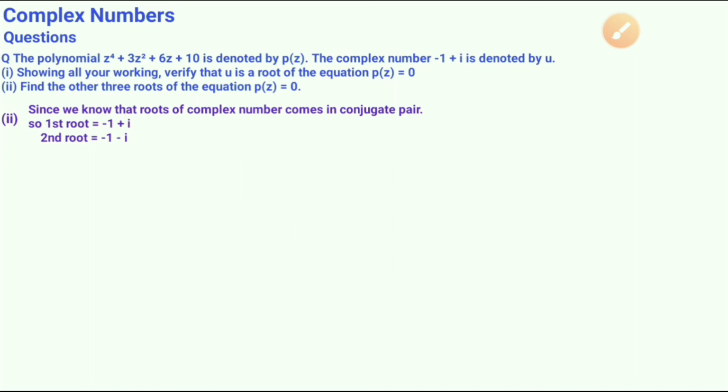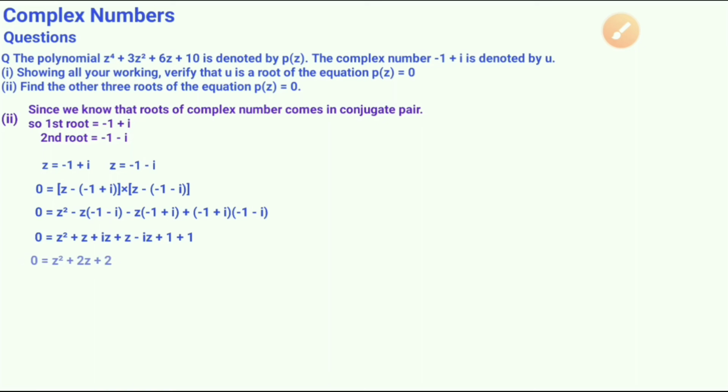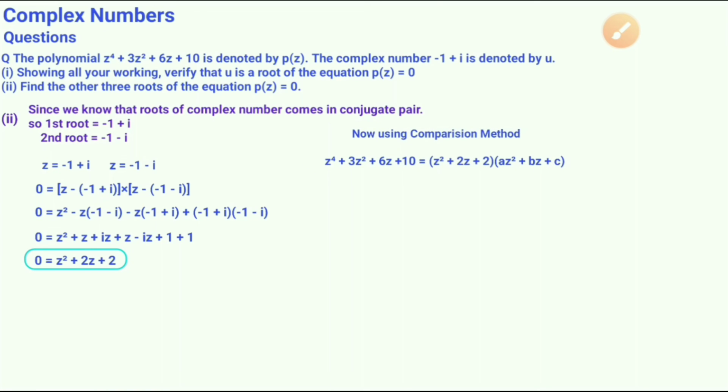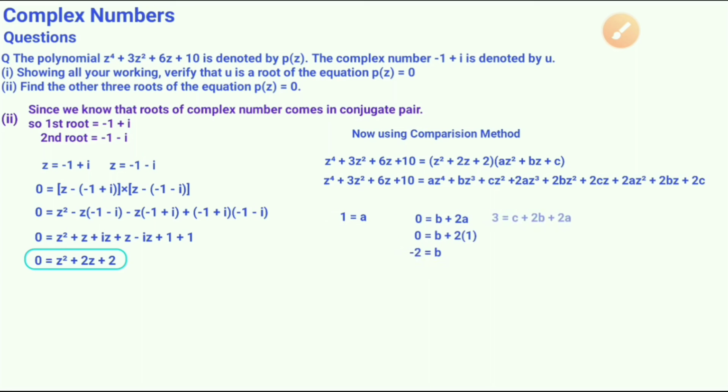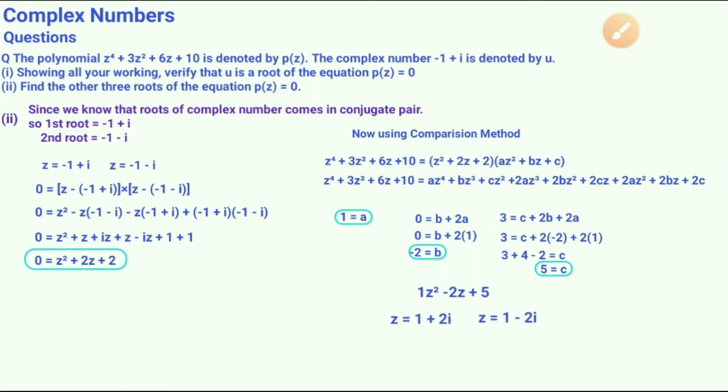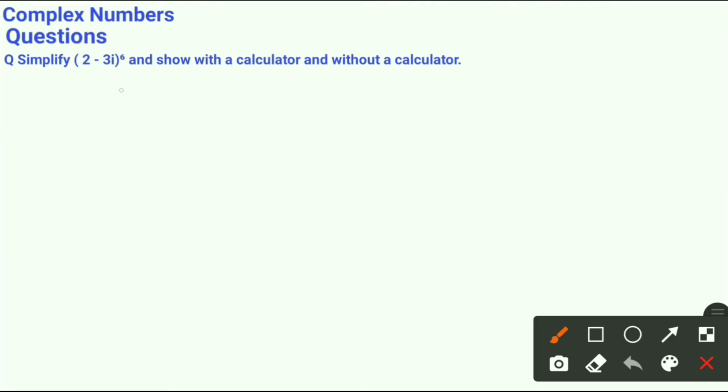Since we know the roots of a complex number come in conjugate pairs, the first root is this, the second root is this. Okay, so again the same thing, we got this equation. Now using the comparison method, it's a long one, but it's fine. And there you go, we have found the equation. Then we do quadratic, and this is it.